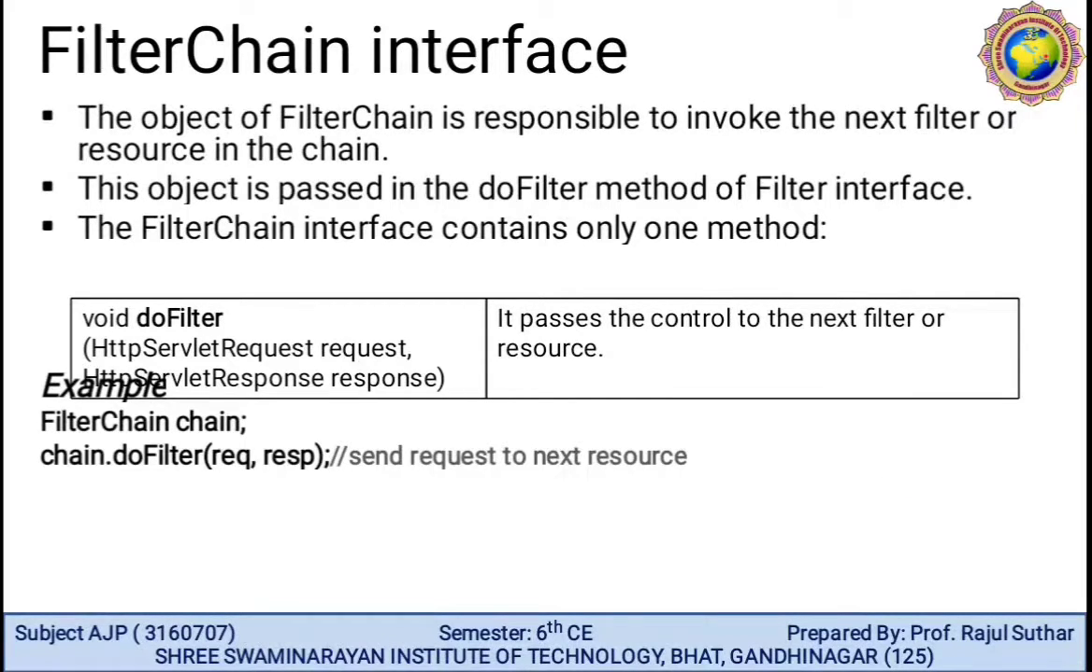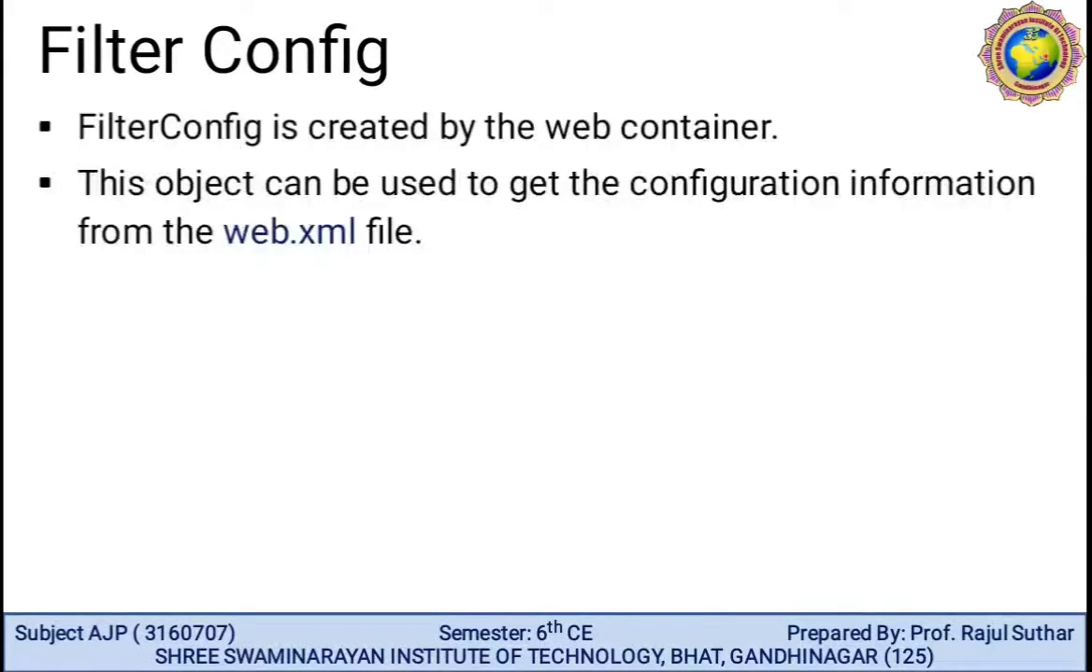Here is the example: filter chain.doFilter(request, response), so it sends the request to the next resource. And the last one is FilterConfig. FilterConfig is created by the web container. This object can be used to get the configuration information from the web.xml file.